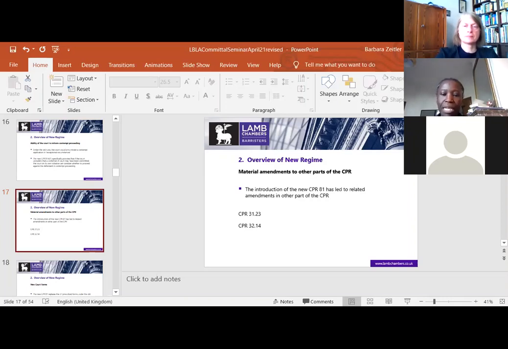The second one is CPR 31.23, which provides that proceedings for contempt of court may be brought against any person if he makes or causes to be made a false disclosure statement without an honest belief in its truth.